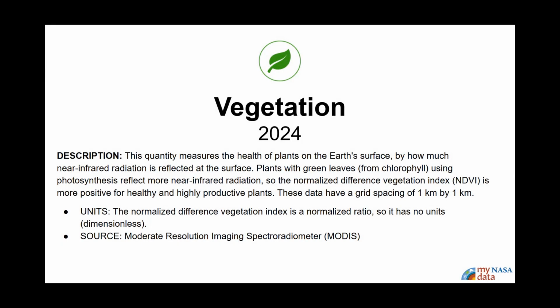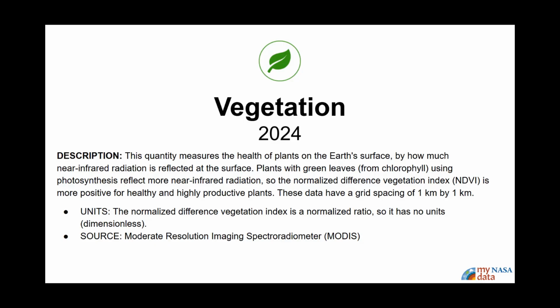So let's look at an example. We'll look at NDVI, or Normalized Difference Vegetation Index. NDVI is important because it helps us monitor the health of vegetation, monitor ecosystems for disturbances, determine where vegetation is thriving and where it's under stress. This quantity measures the health of plants on Earth's surface, and it looks at different radiation reflections and is a ratio which has no units.